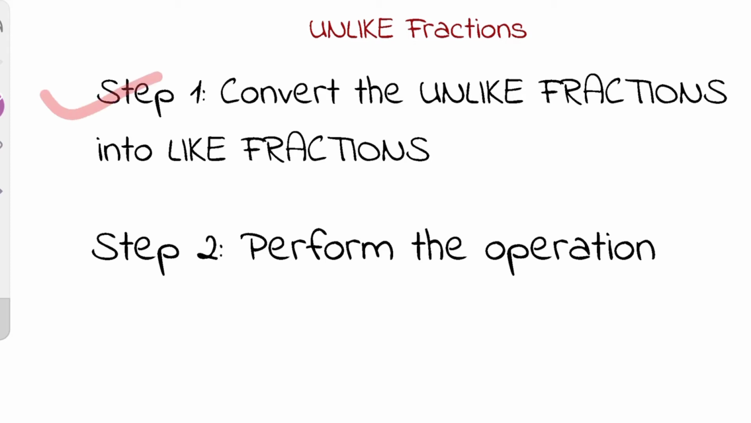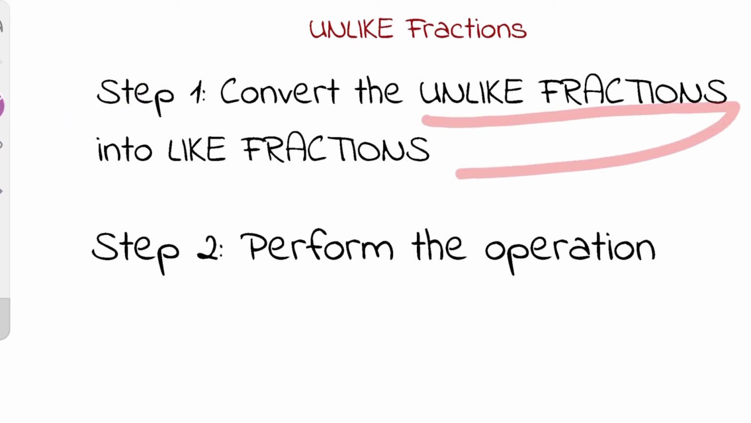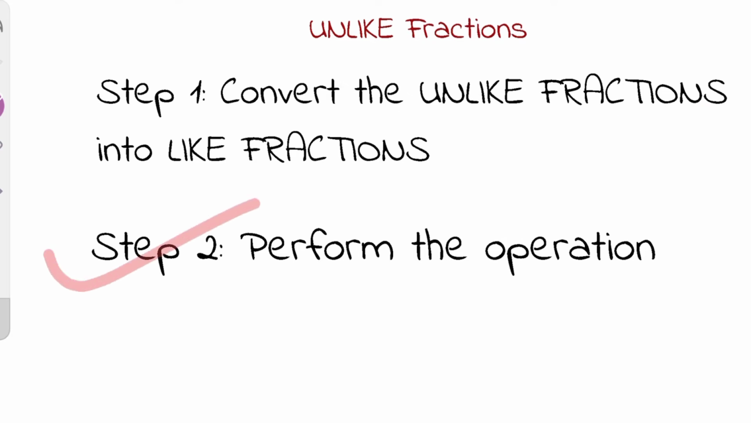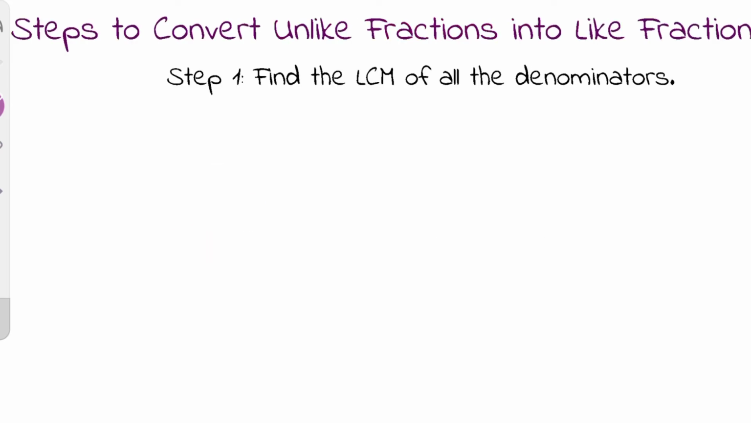So step 1 is to convert the unlike fractions into like fractions, and when they are like fractions, step 2 is to perform the operation in the same way we have just done. So now we will see the steps to convert unlike fractions into like fractions. The first step is to find the LCM of all the denominators. Okay, let's take an example.